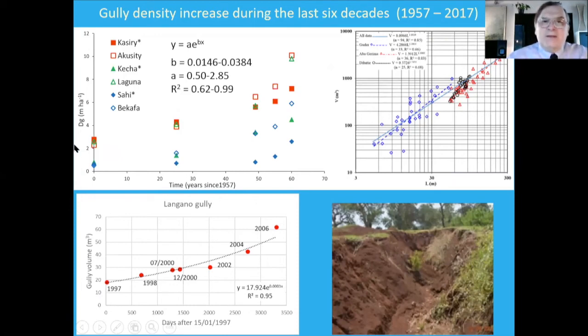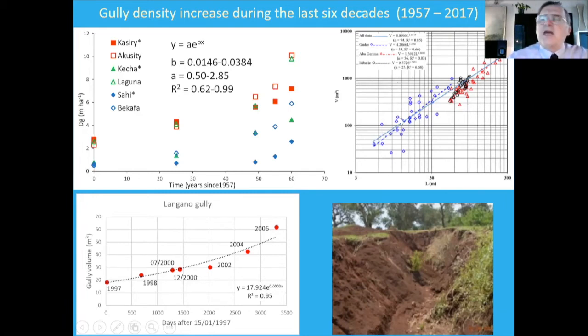And the increasing gully density through time in the different areas is expressed very well by an exponential function of this kind. And the correlation coefficient is rather high, with the exception of Sahai catchment. All the other catchments, the R square is 0.98, 0.99. This diagram here has another interesting correlation between gully length and volume. And also it is a good correlation with relatively high correlation coefficient.